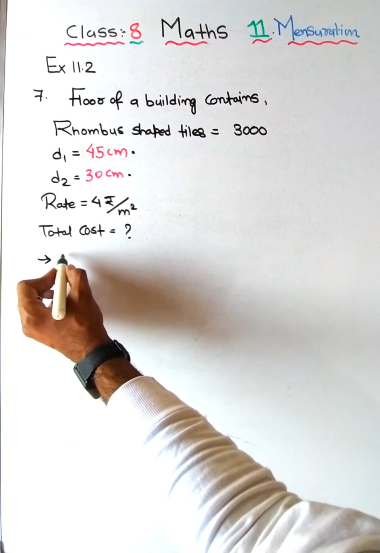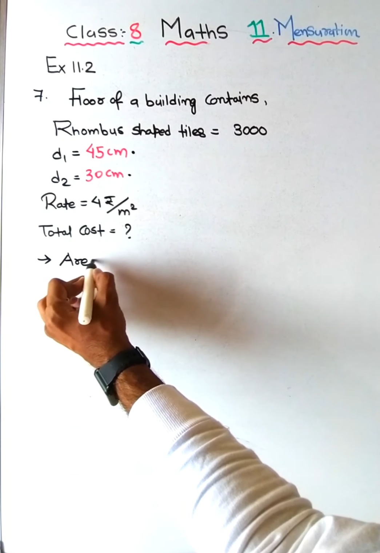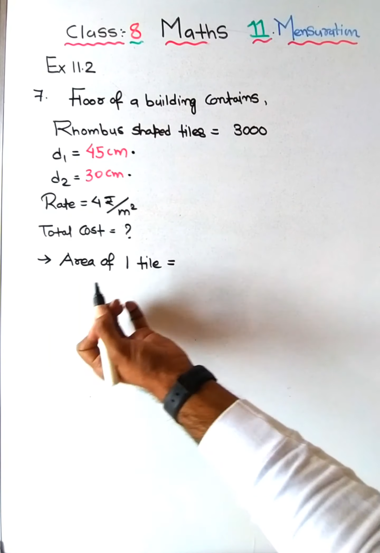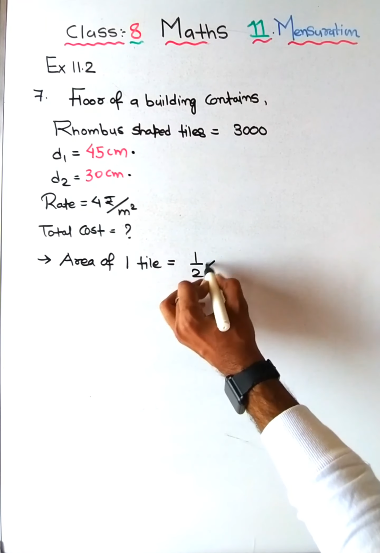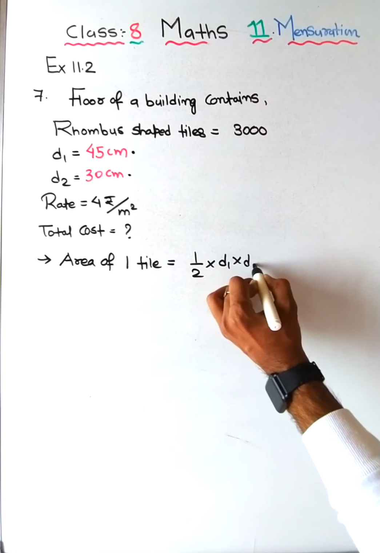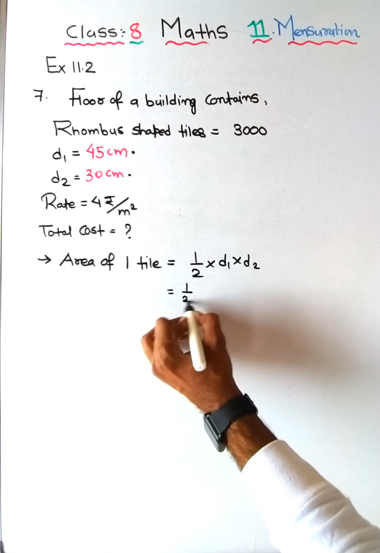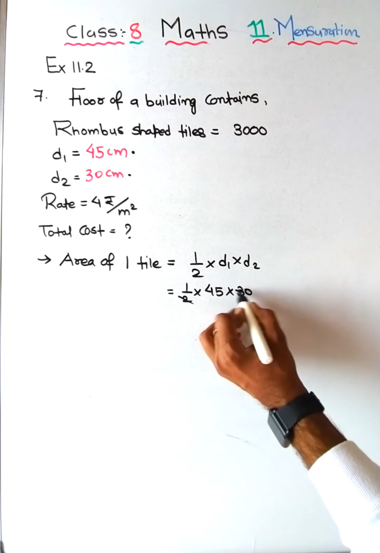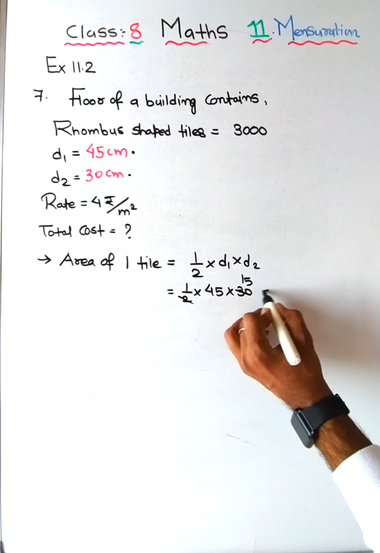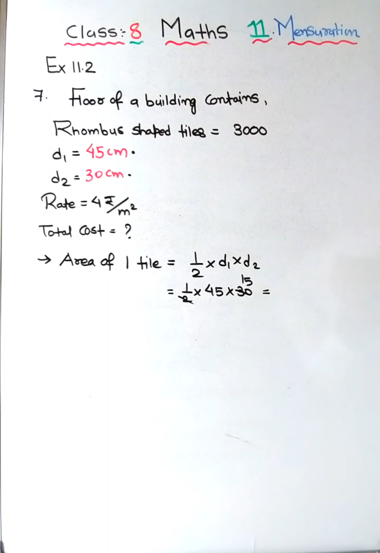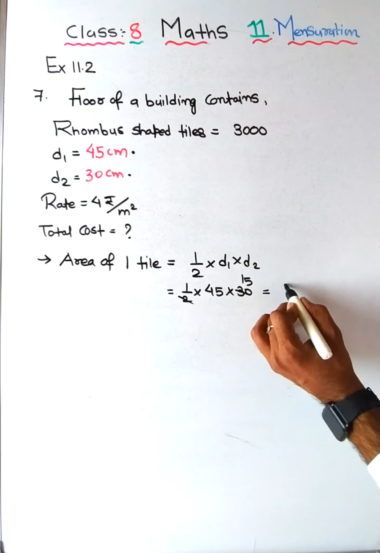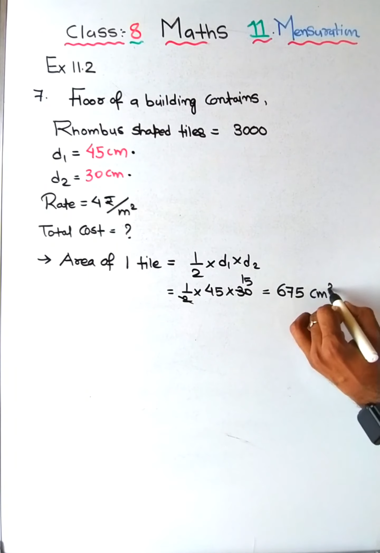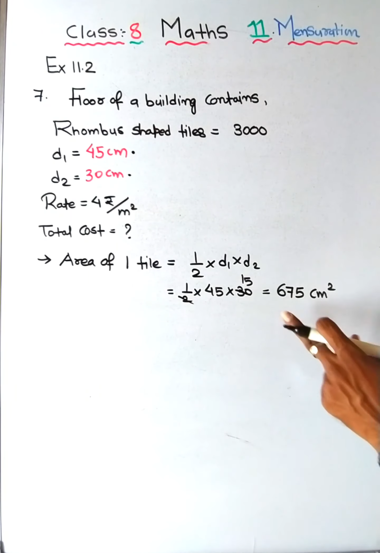The first step is the area of one tile, which is rhombus shaped. So it is half into d1 into d2. That will be half into 45 into 30. Cancel, 15 2s are 30. 45 into 15, you will get the answer 675. This is centimeter square. Now this is for only one tile.